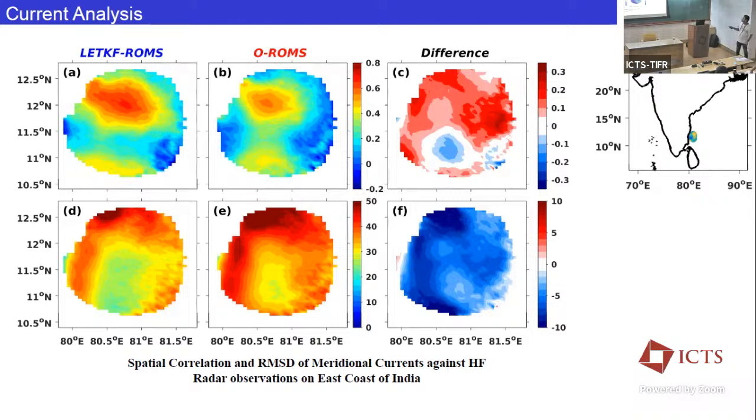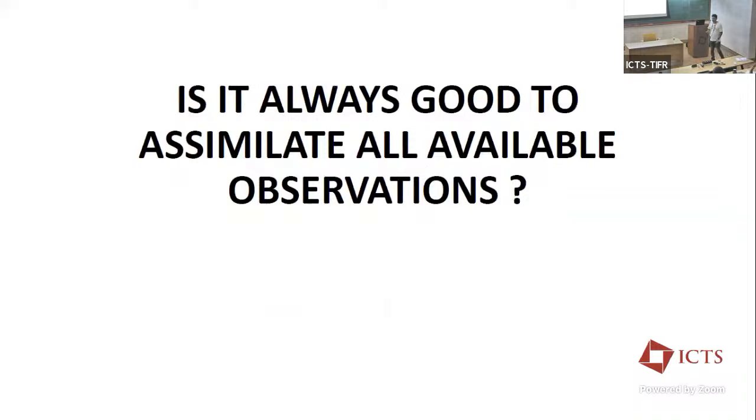So here also, we have done a similar exercise, and we have seen that there is a large improvement in the currents. So here red means good, blue means bad, and here blue means good. So this is difference in RMSE, this is difference in correlation. Okay.